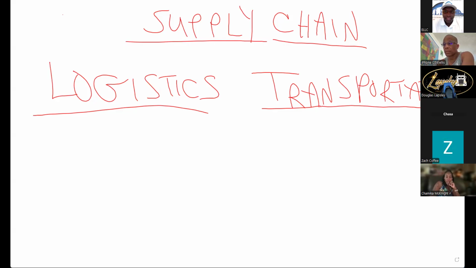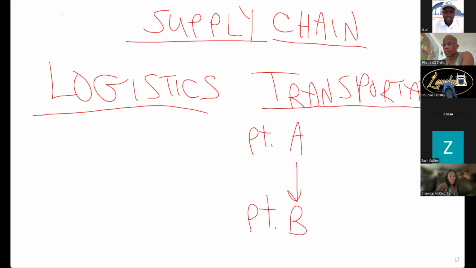Transportation is getting something from point A to point B, right? Does everybody agree to that? Something needs to be transported from point A to point B. Are you guys with me there? Yes. Okay. So that's the transportation piece. Logistics is everything before that, before it gets to transportation.